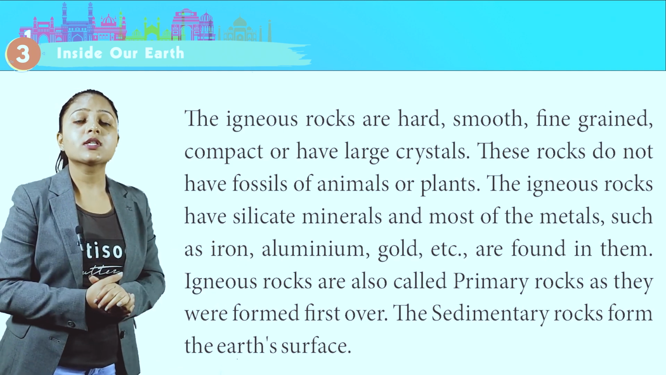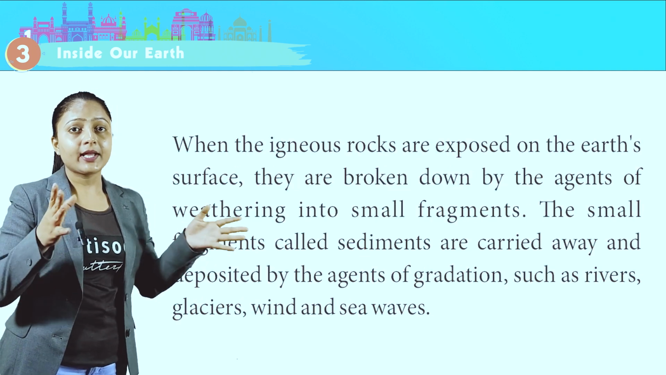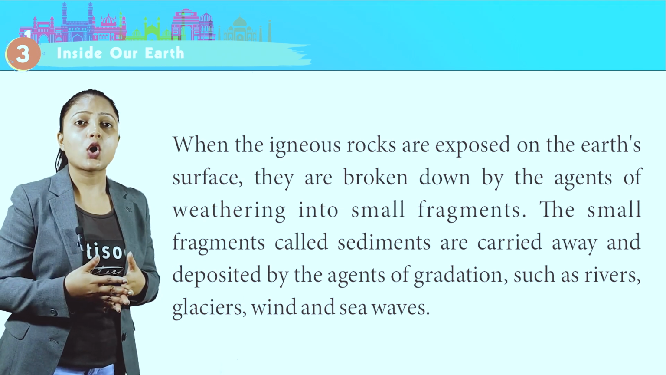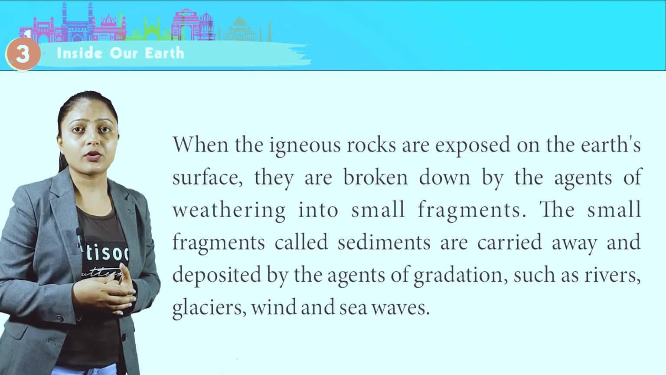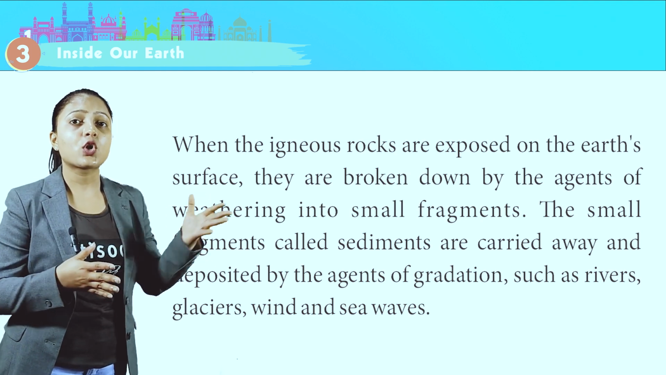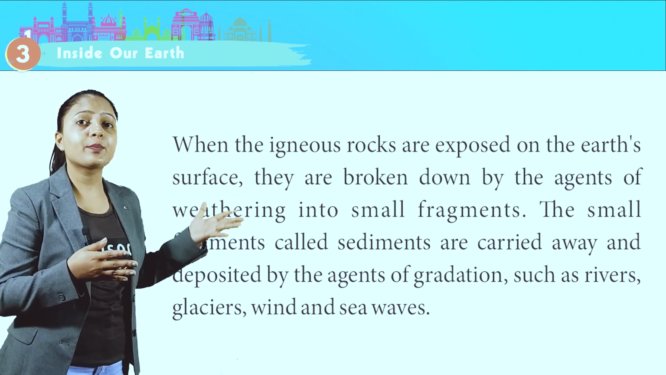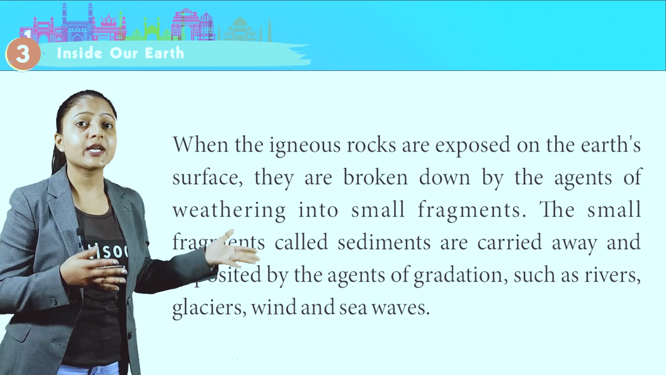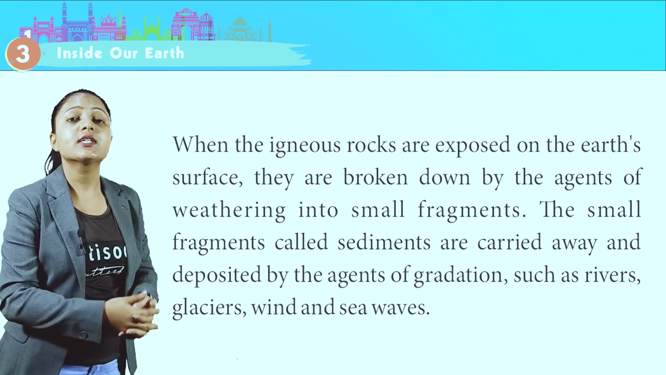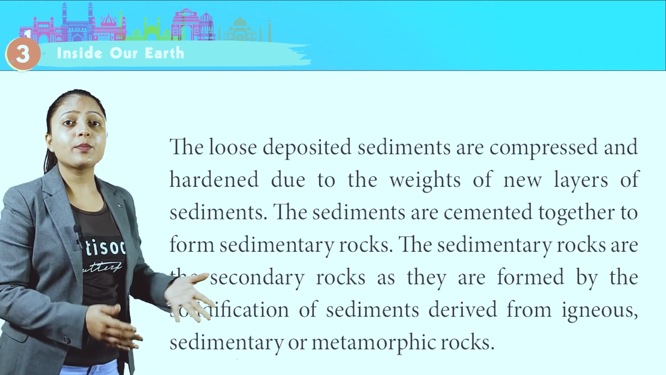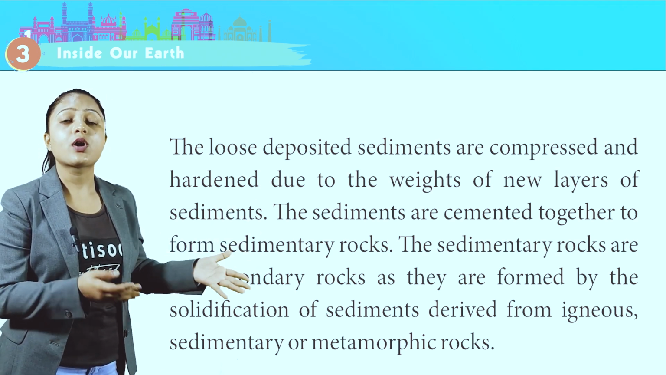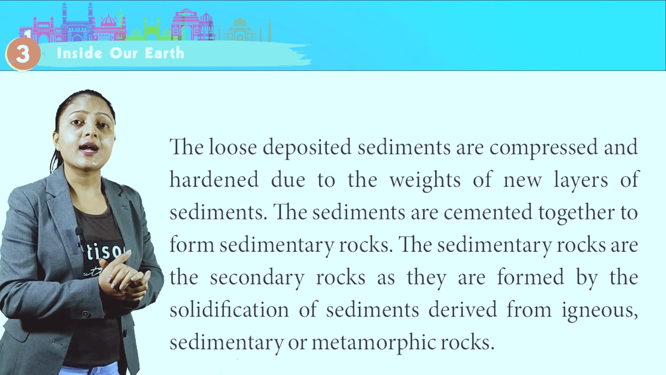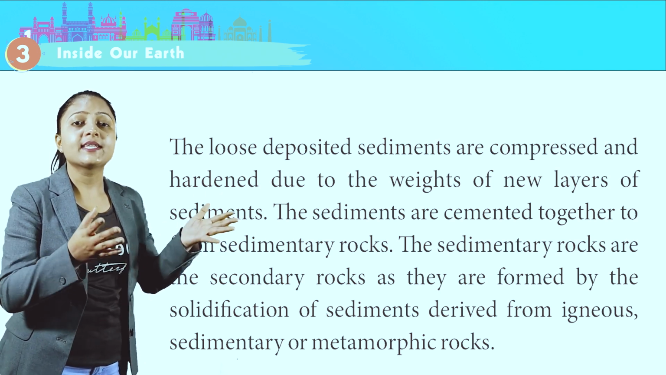The sedimentary rocks. When the igneous rocks are exposed on the Earth's surface, they are broken down by the agents of weathering into small fragments. The small fragments called sediments are carried away and deposited by the agents of gradation such as rivers, glaciers, winds, and sea waves. The loose deposited sediments are compressed and hardened due to the weight of new layers of sediments. The sediments are cemented together to form sedimentary rocks.